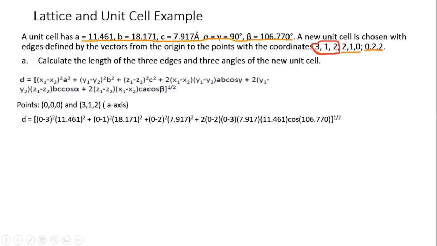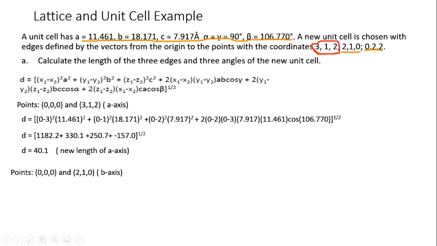So we set up our distance equation. Since it's monoclinic, we have to use the cosine beta component. Again, x1 is 0, x2 is 3. We calculate this, and we determine the new length of the a-axis. Originally it was 11.461. When we define a new unit cell by this vector 312 for the a-axis, now the a-axis has become 40.1.